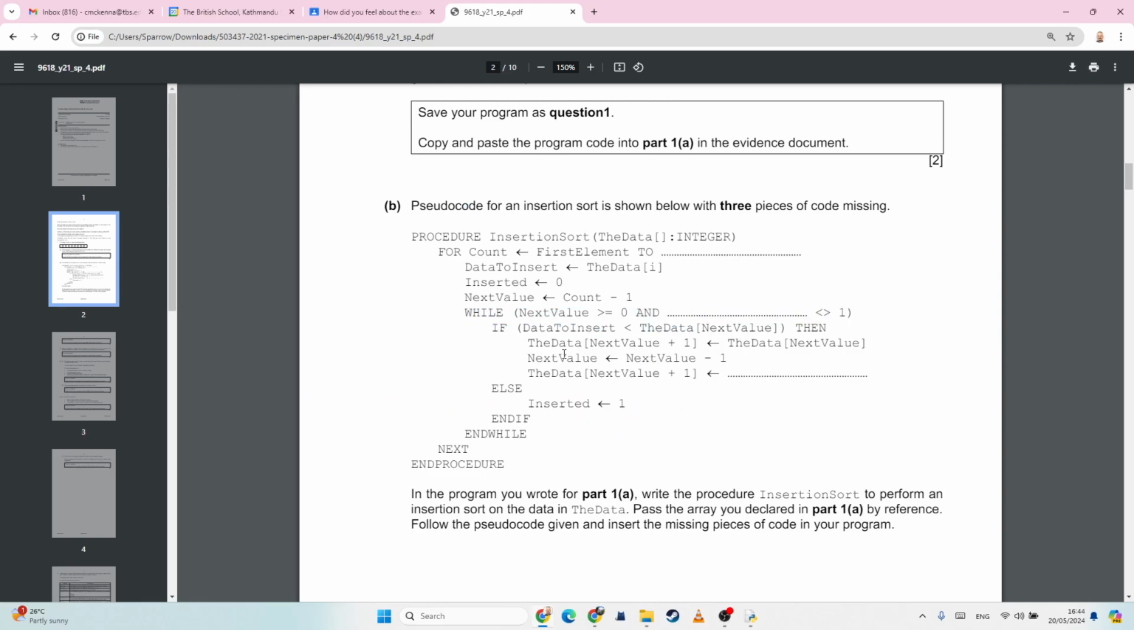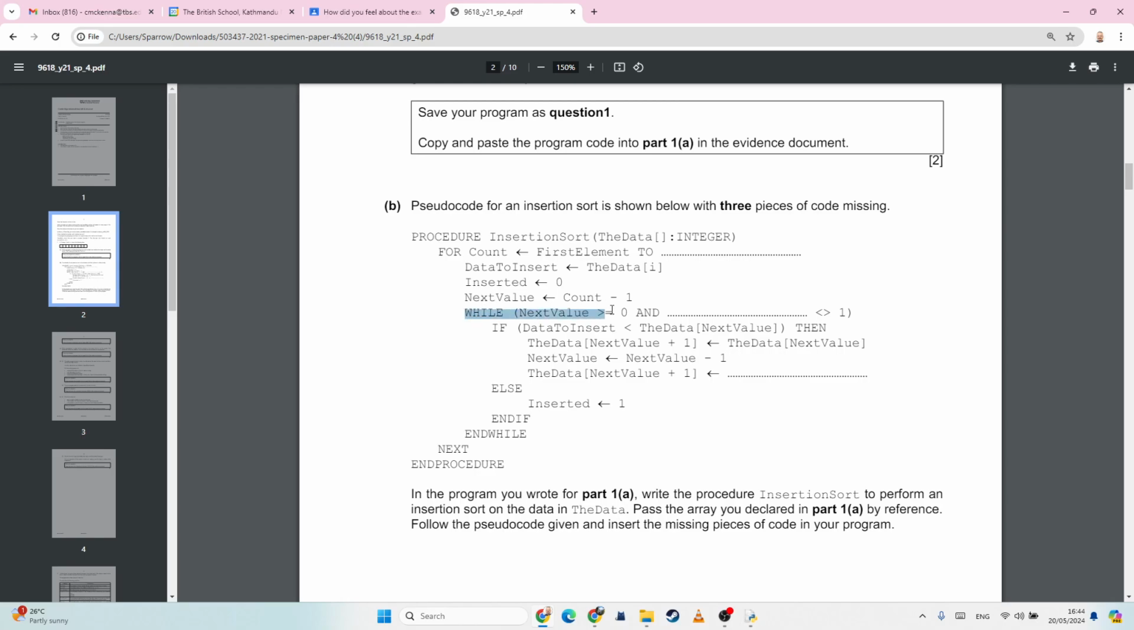And then we also had this inserted to say if it had been inserted or not. And so I think this is going to be while the next value is greater than or equal to 0 and inserted is not equal to 1. So this is a flag here. It probably should have been a Boolean. It probably should have used a better variable than inserted, but it is what it is.